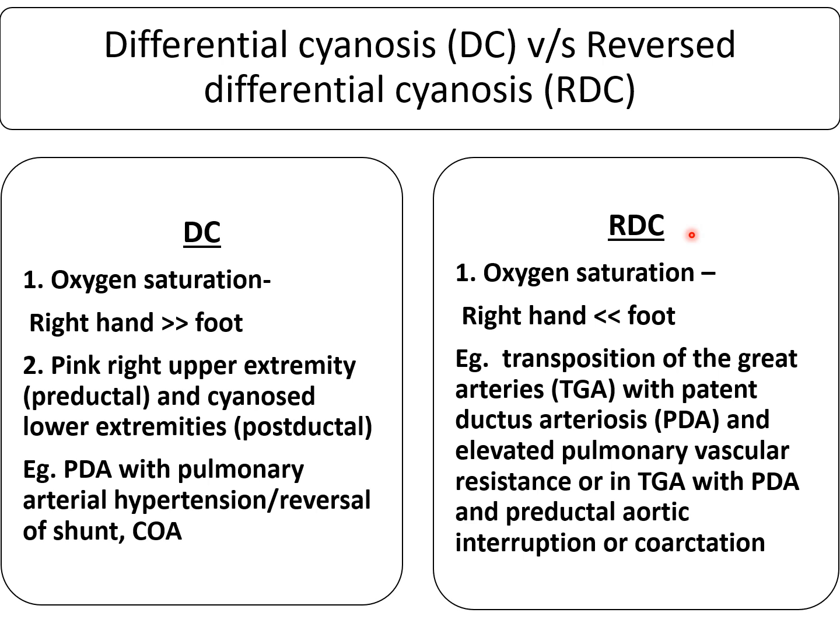While reverse differential cyanosis is when the right hand is cyanosed and the feet are normal color. So oxygen saturation is more in the foot compared to the right hand. It is seen in transposition of great arteries with PDA and elevated pulmonary vascular resistance, or in TGA with PDA and preductal aortic interruption or coarctation. So we have to remember the meaning of differential and reverse differential cyanosis, and also the examples.